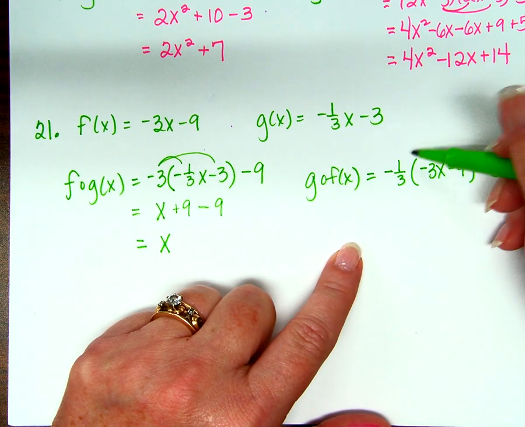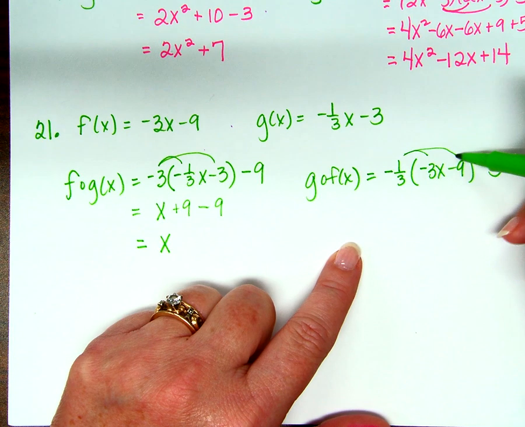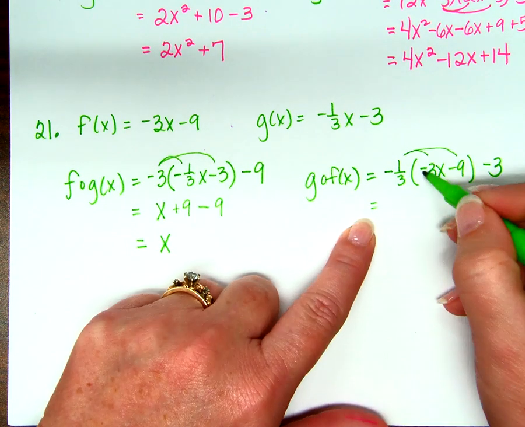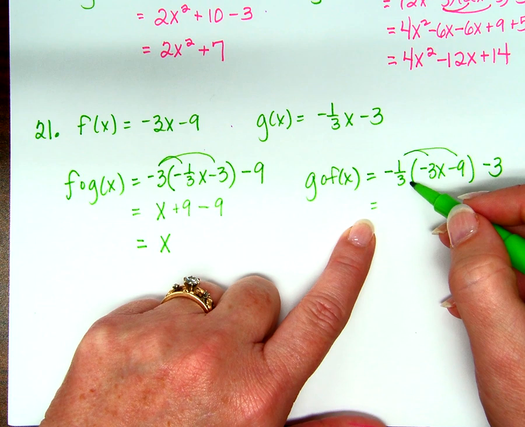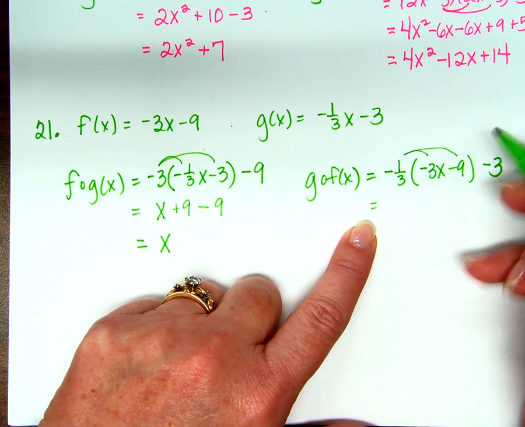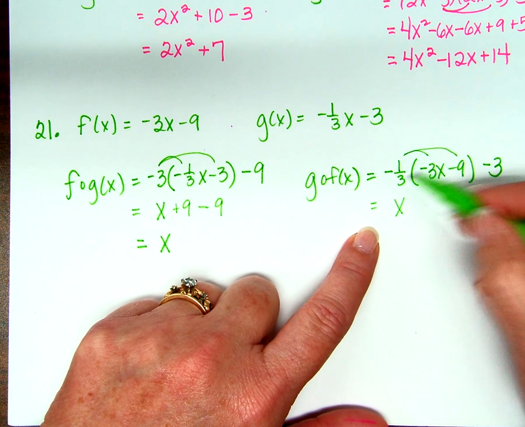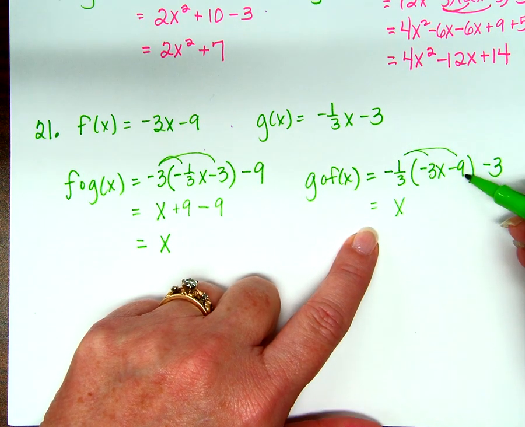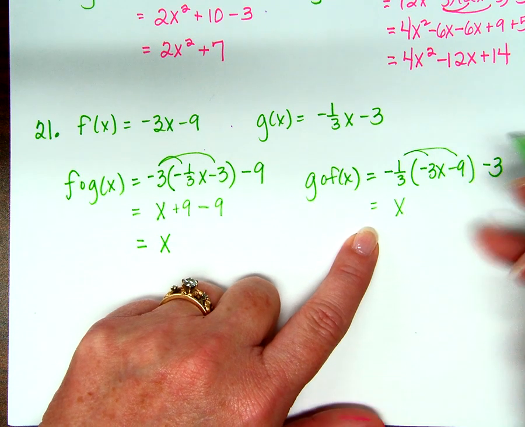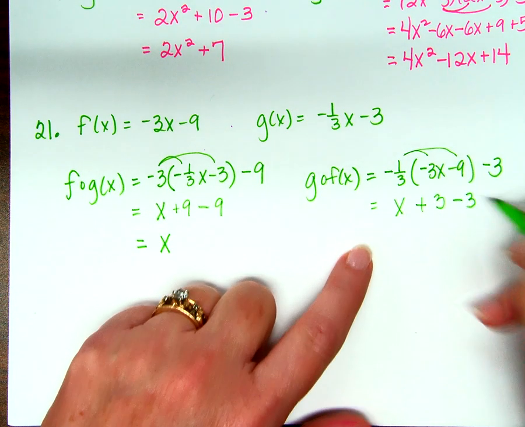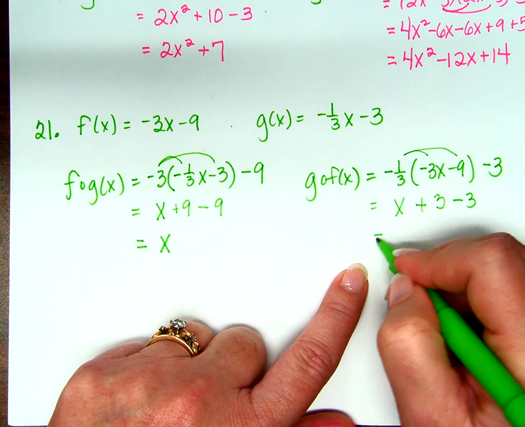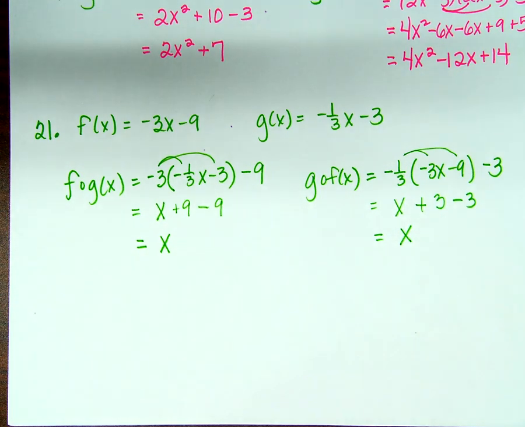Distribute? Here and here. What's negative 1/3 times negative 3x? Negative 3 over negative 3. So I just have x, right? Negative 1/3 times negative 9. 9 over 3, so plus 3. And then minus 3 equals x. What do you notice?